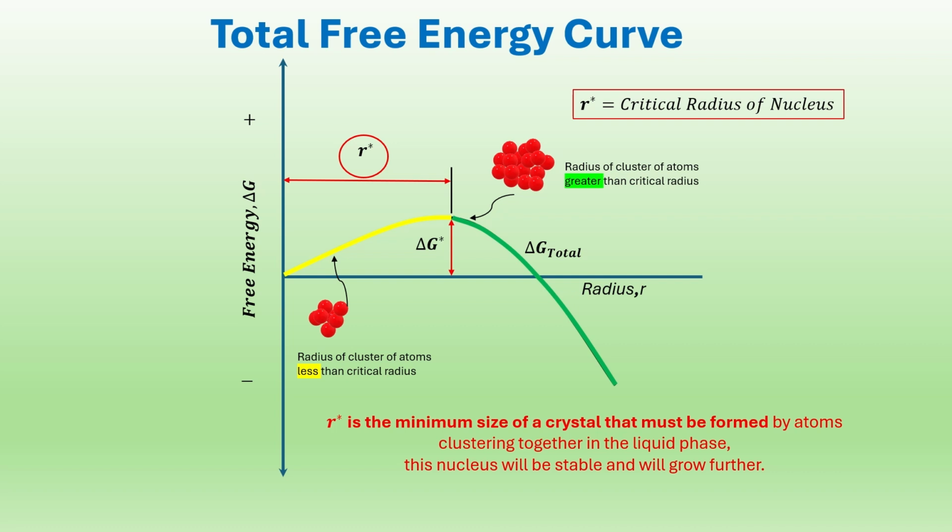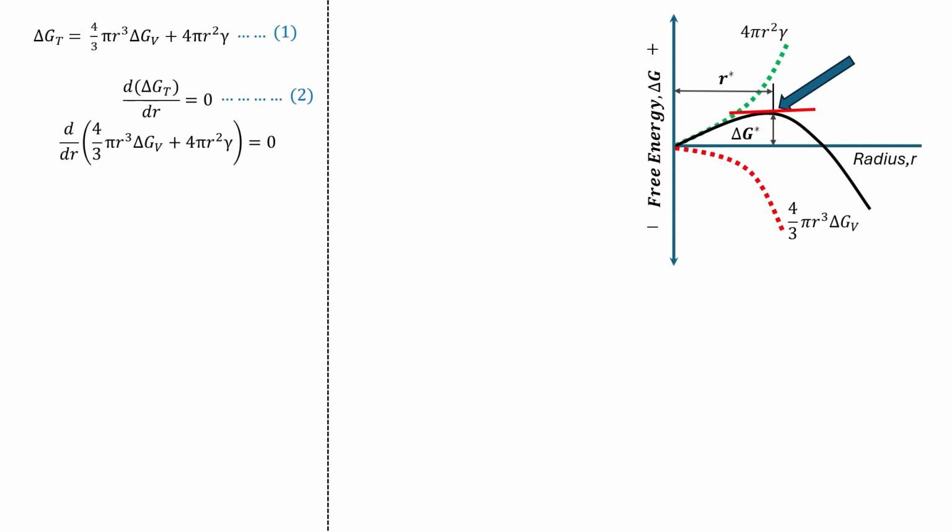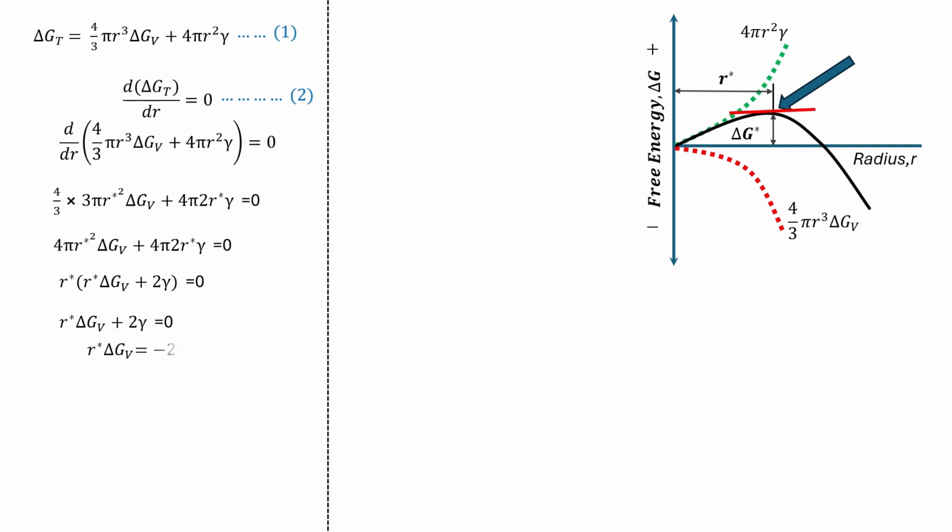Now we will find out the value of critical radius and critical free energy. At the topmost point of the black parabolic curve, showing the total free energy, the slope is 0. So if we differentiate the total free energy with respect to radius of nucleus, we can equate it to 0. This happens when the radius is equal to the critical radius, denoted here by r star. The simple differentiation of the equation is shown here, which gives the value of critical radius r star equal to -2 gamma divided by delta GV, given by equation number 3.